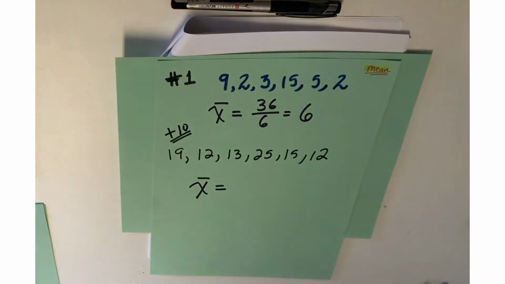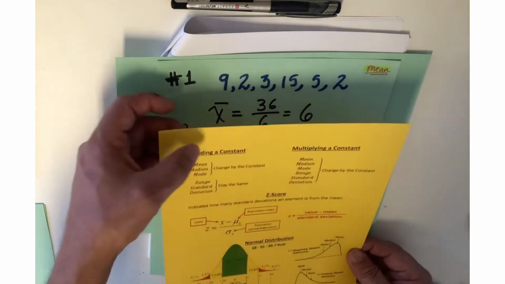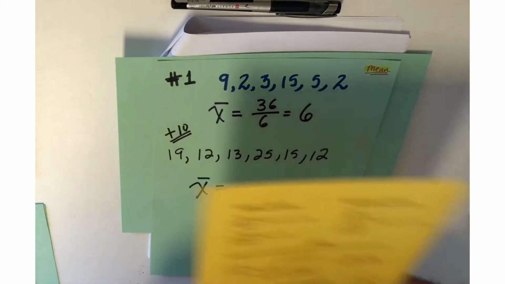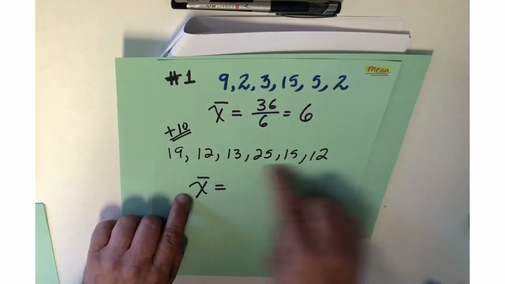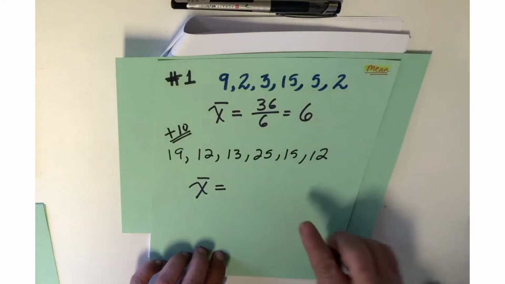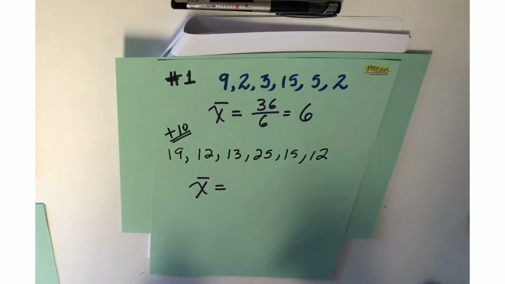But before I do that, let me predict. If I go back to my notes, it says that whenever I add, the mean will change by the constant. My constant was adding 10 to all of these. That means that my original mean was 6, so my new mean is going to be 16. Let's go figure it out.